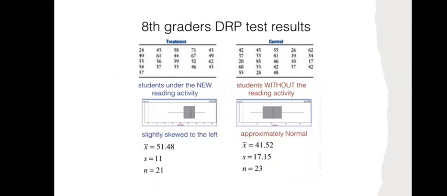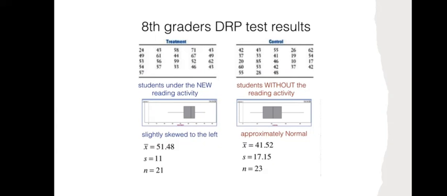So these were the results: the scores from the treatment group and the control group. The treatment group is the students under the new reading activity and the control group is the students without the reading activity. When a box plot was plotted, the distribution of the students under the new reading activity was slightly skewed to the left. So in this example, we shall proceed with caution.